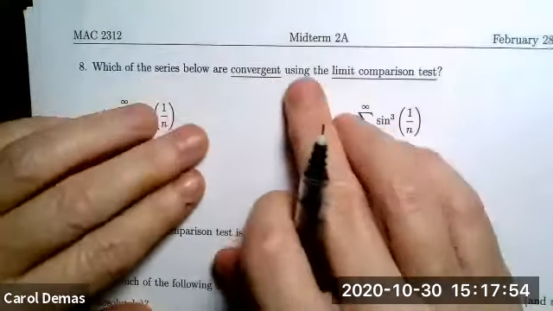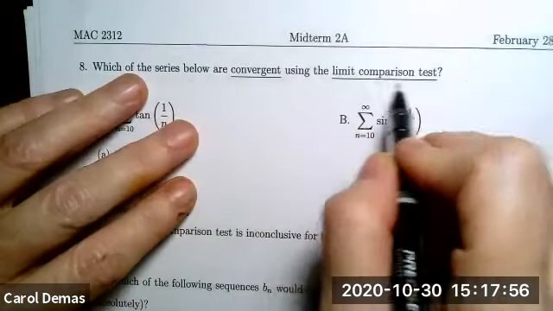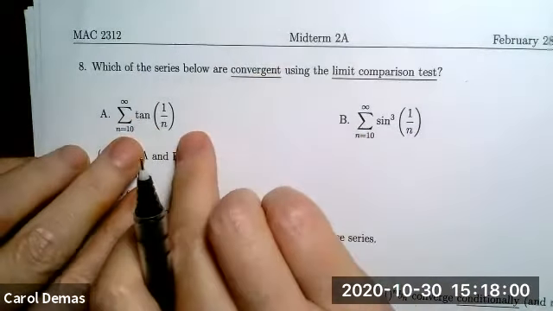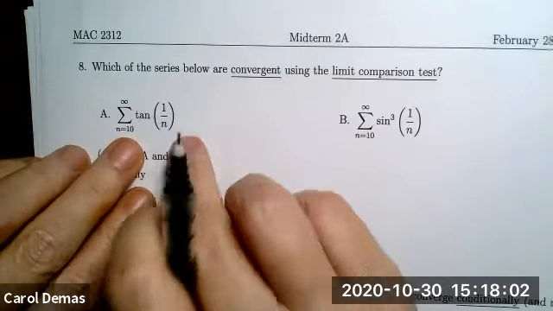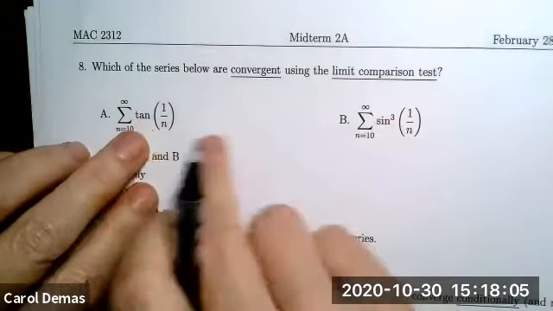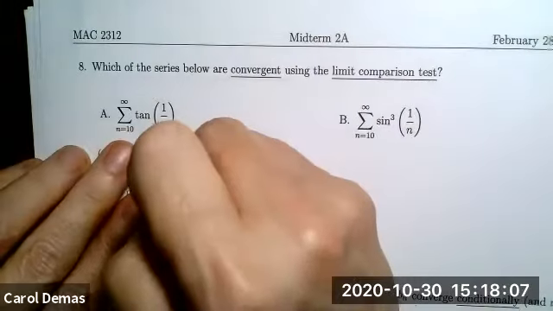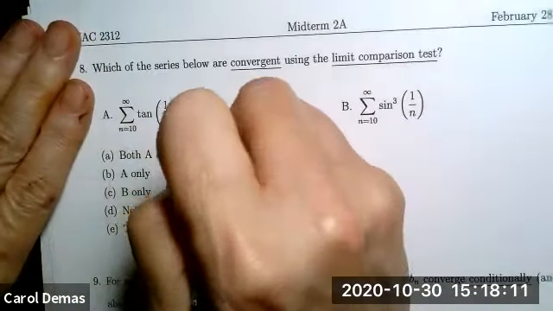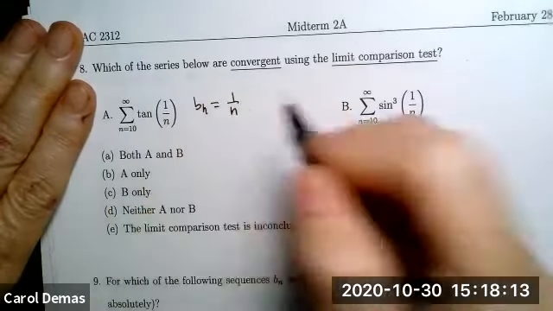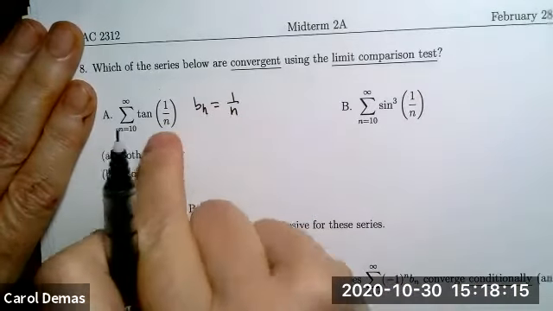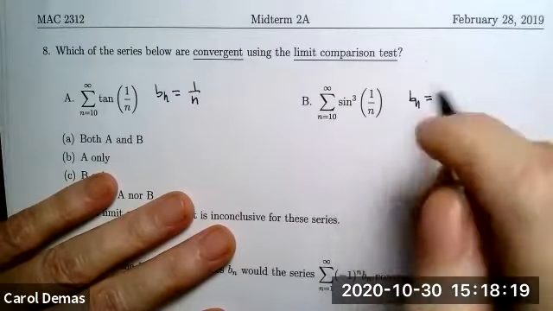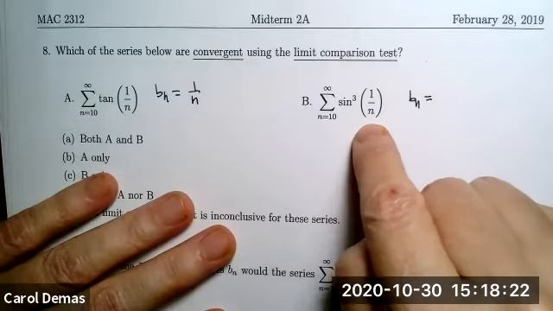Okay, this one is easy. They're telling us to use limit comparison, and we want to know which ones are convergent. Okay, so if we have sine or tangent and limit comparison and the argument is a function of n but not n itself, we're going to use bn as the argument to the sine or the tangent function. So that's easy to see for A, but bn is a little bit more difficult to see. What are we going to use for bn here?